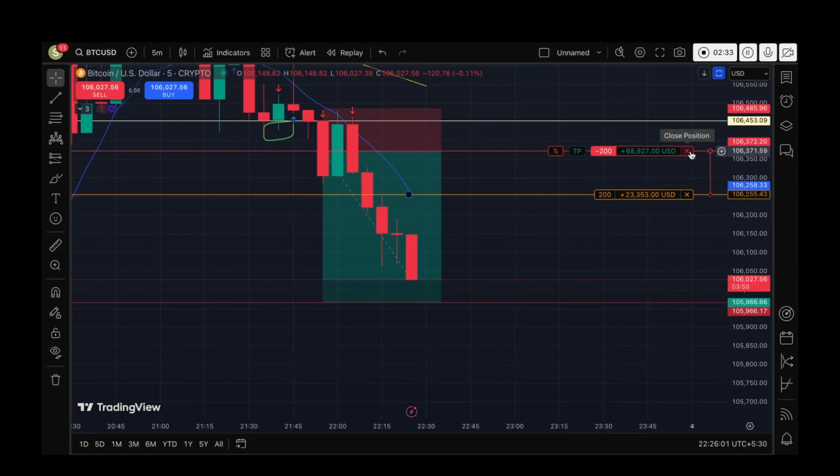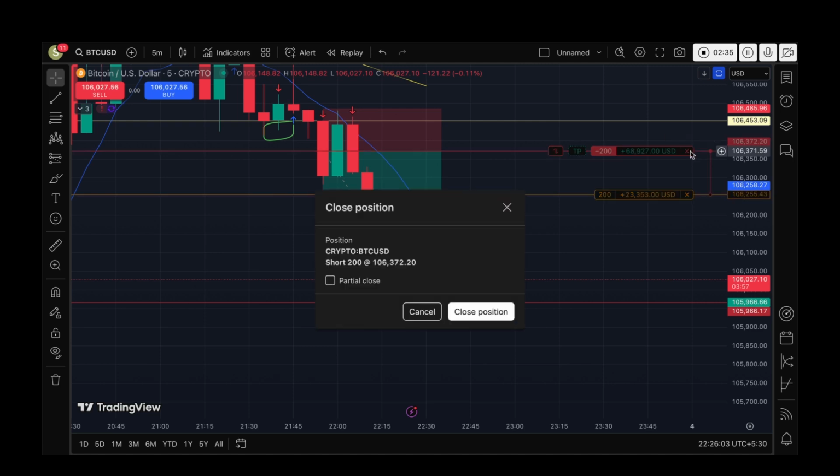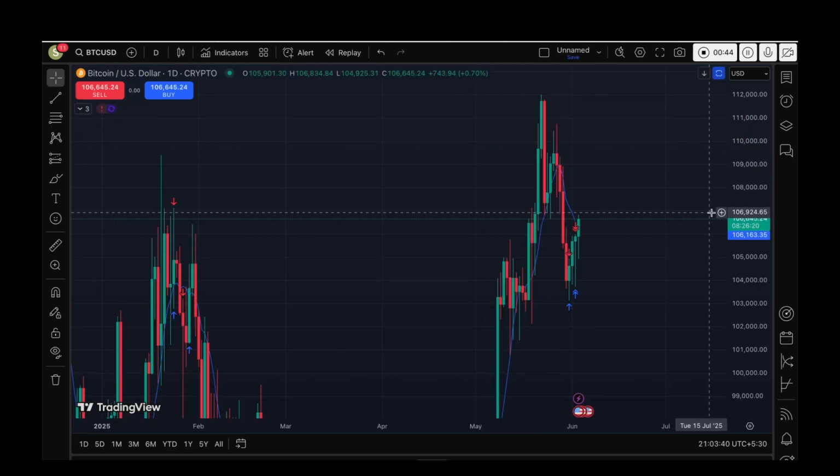98, 68. Let's close the trade. We had some. We need to wait for that. If it's crossing this area, we should plan something big. But let's see.